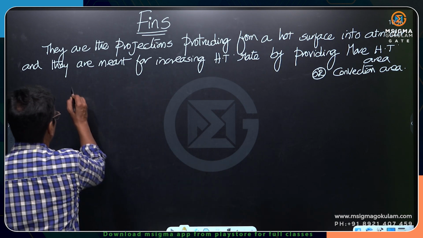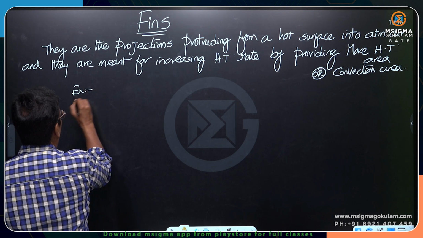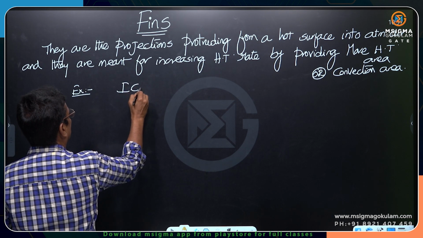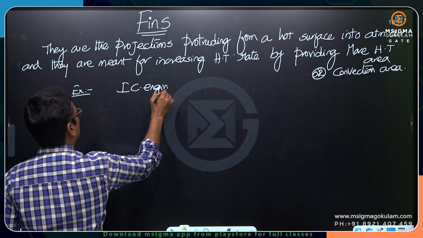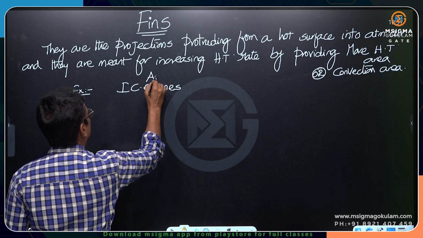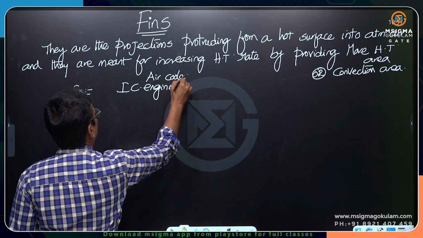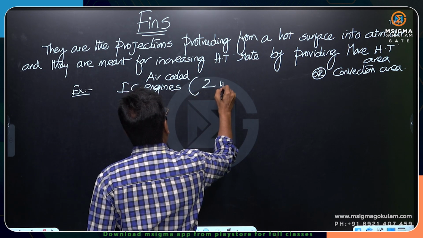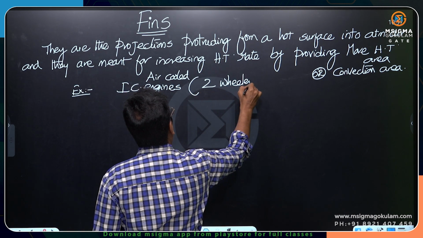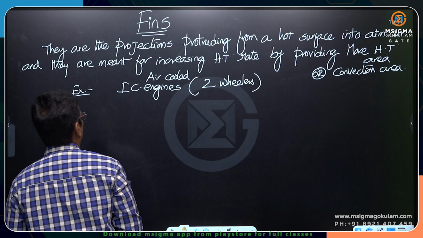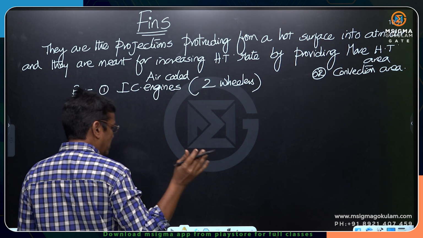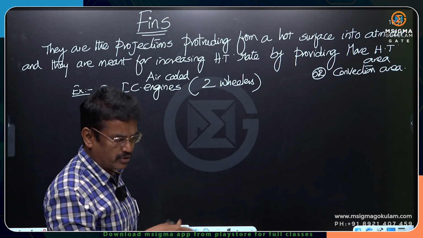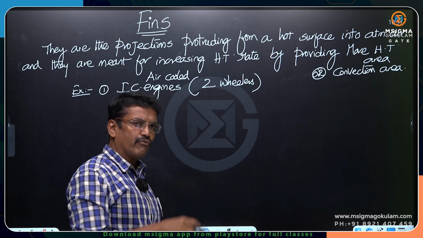Examples, so many things I can give. IC engines. The best example is IC engines, more correctly, air-cooled IC engines, two-wheelers. All two-wheeler cylinders will have the fins. You can see in your bike there are fins around the cylinder. You can easily see that. And now a good number of fins you see.